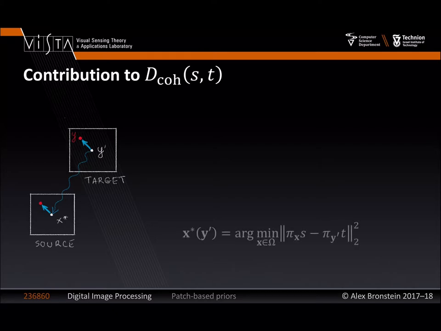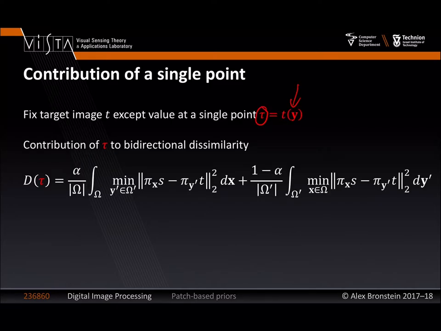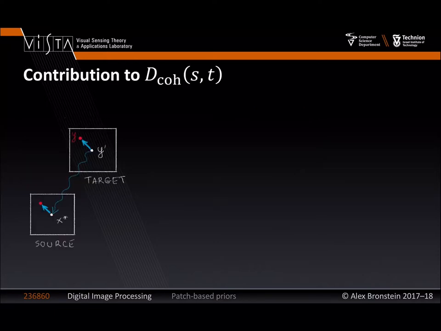So let's, again, we are looking at the combination of coherence and completeness in the bidirectional similarity. So let's see how this single point y contributes to the coherence term. I will define x star of y prime to be the nearest neighbor. Basically the location of the nearest neighbor patch, the most similar patch to the patch y prime.